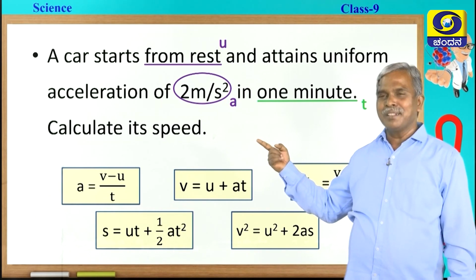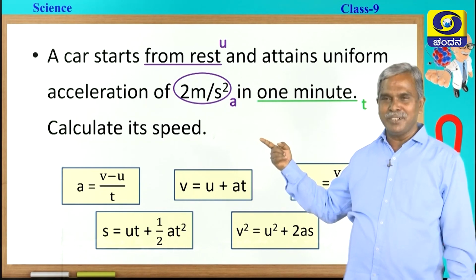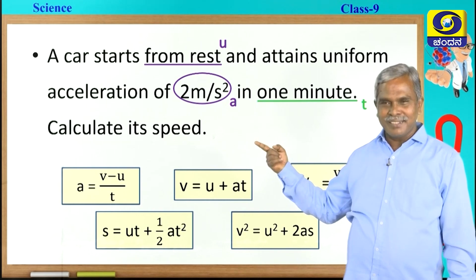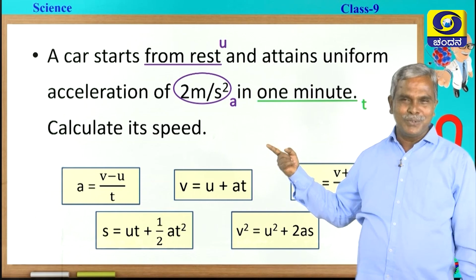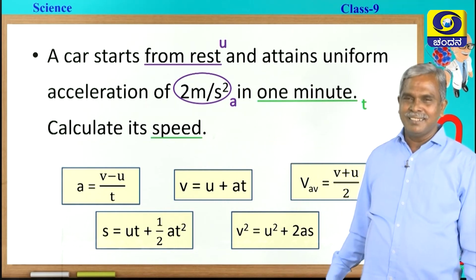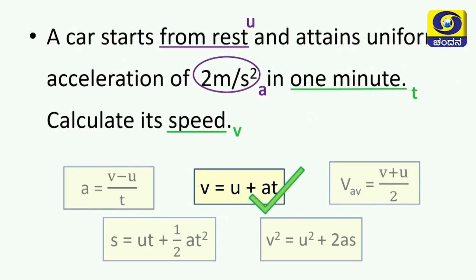Now, remember the equation which establishes the relationship between u, a, t and v. Now, the answer is on the tip of your tongue. I do not want to make you wait. So, please answer, children. Yes, your answer is v is equal to u plus at. Definitely you understood the problem very well.